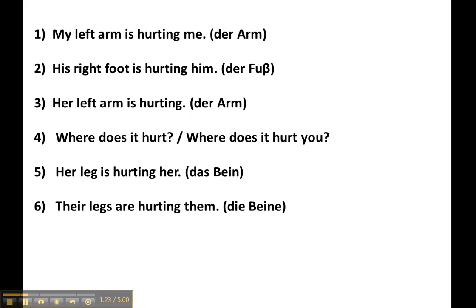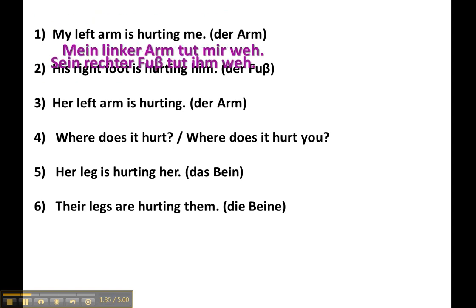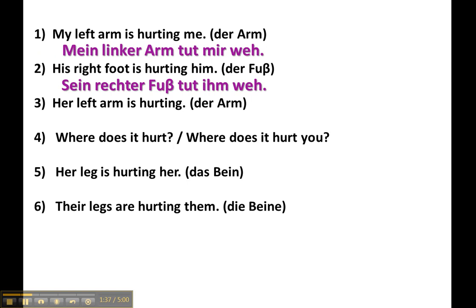So now, if we want to say my left arm is hurting me in German, you could say mein linker Arm tut mir weh. His right foot is hurting him. Sein rechter Fuß tut ihm weh. Her left arm is hurting. It would just be ihr linker Arm tut weh.